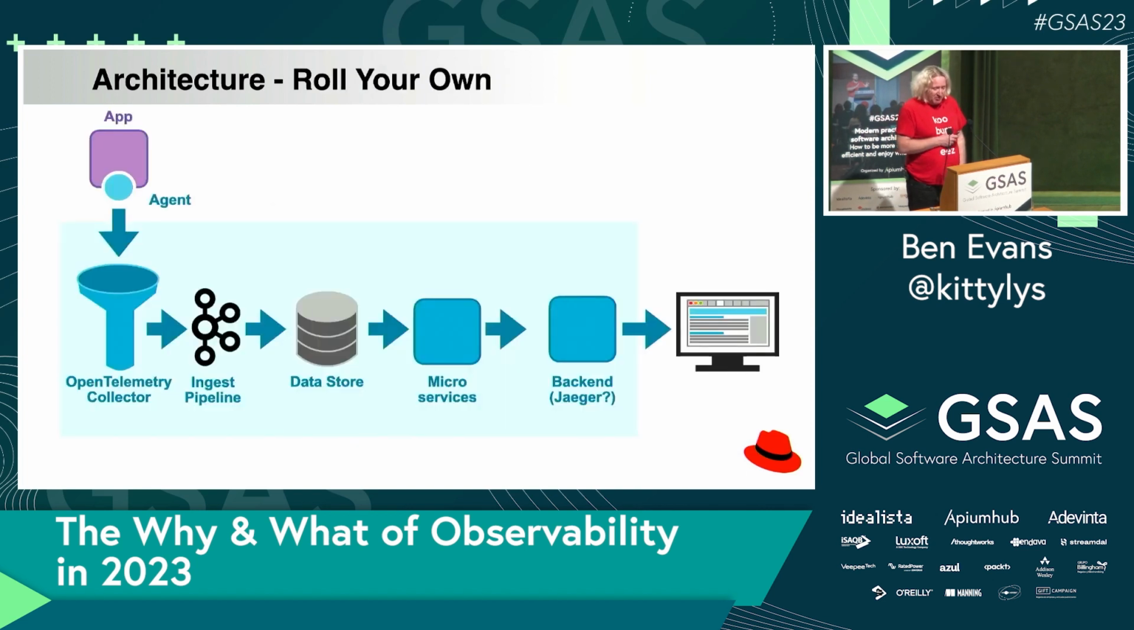Then there's the ability to roll your own. Having worked at New Relic and seen a couple of the other big open source projects, this is basically the pipeline you end up building. You may want to do other things, but pretty much a lot of them are going to look like this.